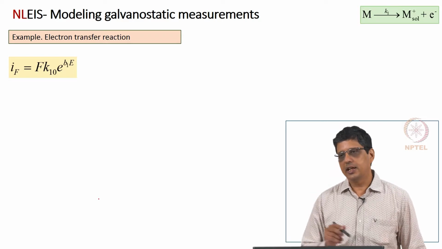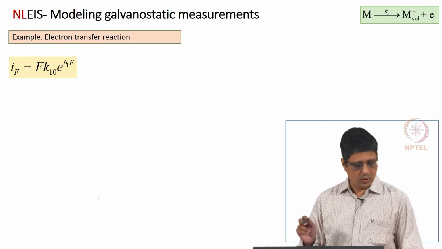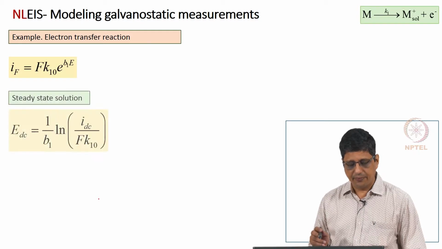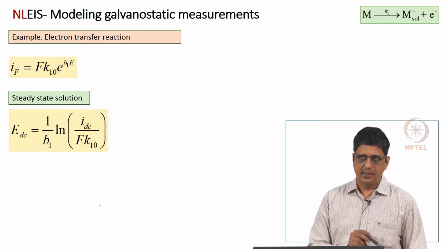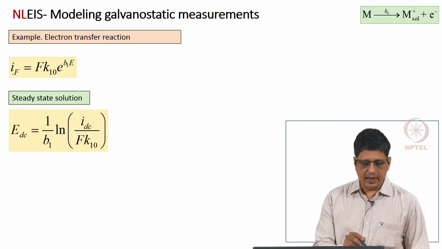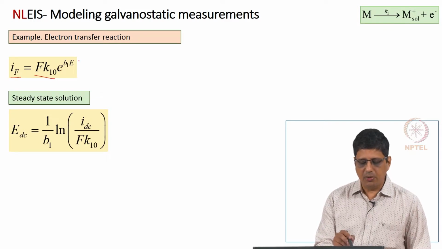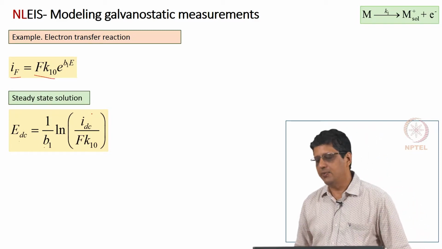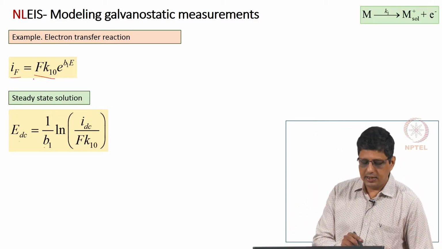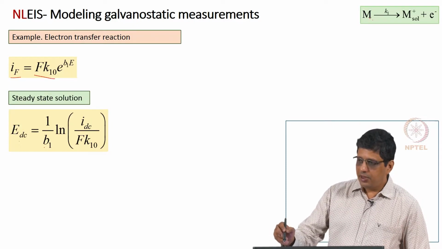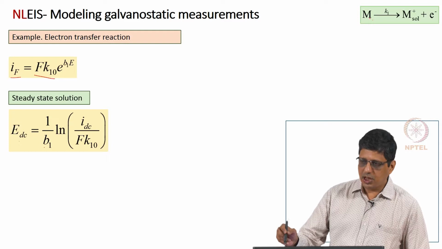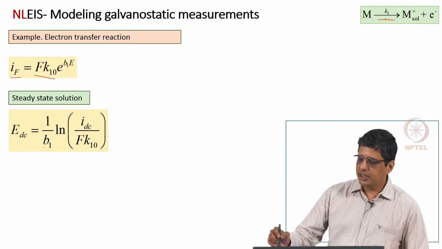Now, let us consider a very simple electron transfer reaction, where only the forward reaction is considered. For this particular case, it is easy to write the steady state solution. I can rearrange it and say IF by Faraday constant K10 gives e power B1E. If I take the natural log on both sides and rearrange, EDC can be calculated for a given set of parameters and a given IDC value. Of course, this is valid only when we are very much in the positive direction, when the potential is much above the open circuit potential. At open circuit potential, the current will be 0 and the reverse reaction cannot be neglected.